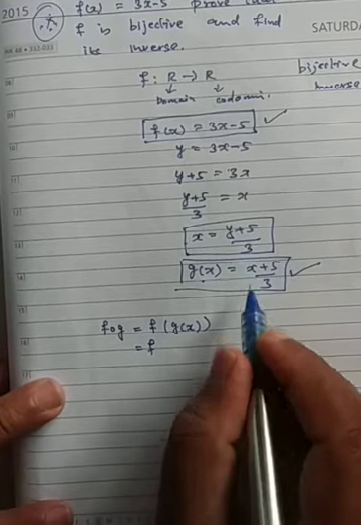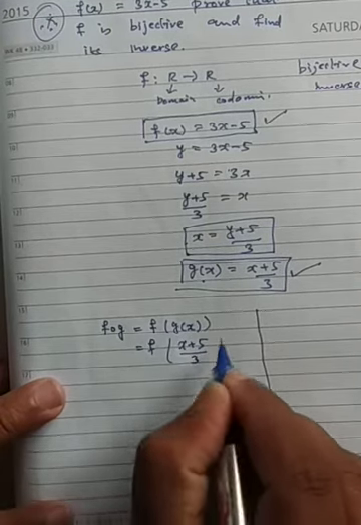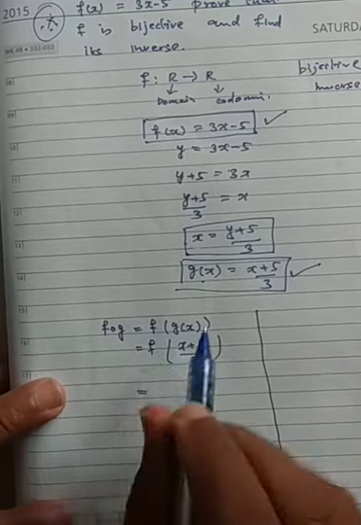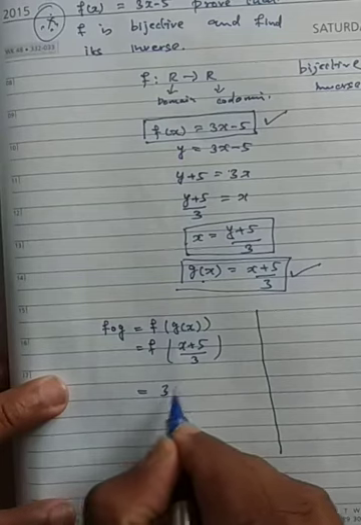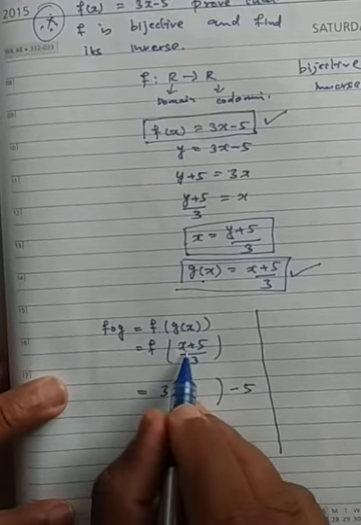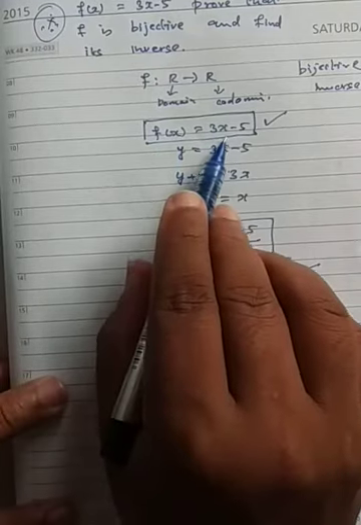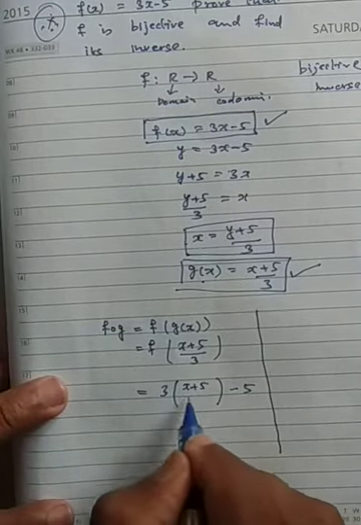G of x, this value, that you replace here x plus 5 by 3. Then next, what are we having? F value is 3x minus 5. So 3 in place of x, minus 5 is there. In place of x, what are we having? X plus 5 by 3 is there.